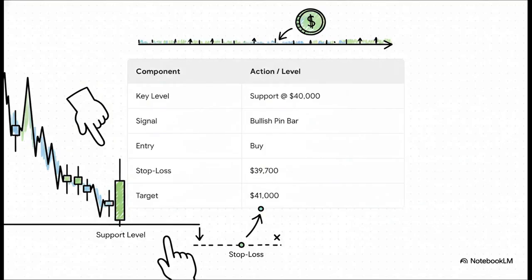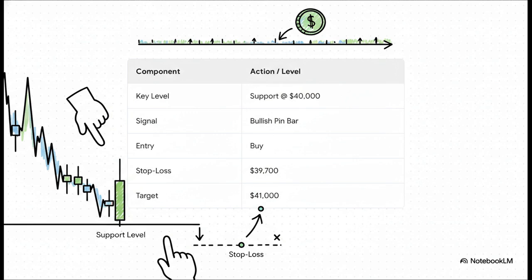So, step 1, we identify a key level. In this case, a big support zone around $40,000. Step 2, we check the trend. Let's say it's an uptrend. So, step 3, we wait. And what happens? Price pulls back right to our level and forms this perfect bullish pin bar. Boom! That's our confirmation signal.